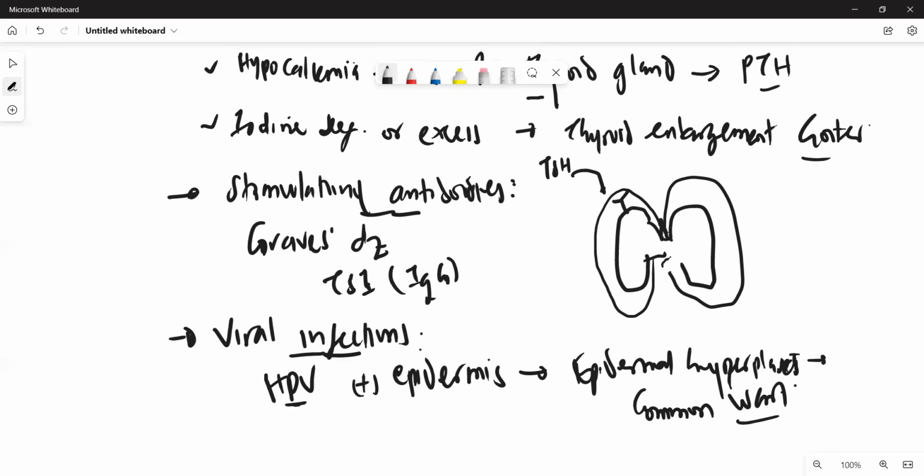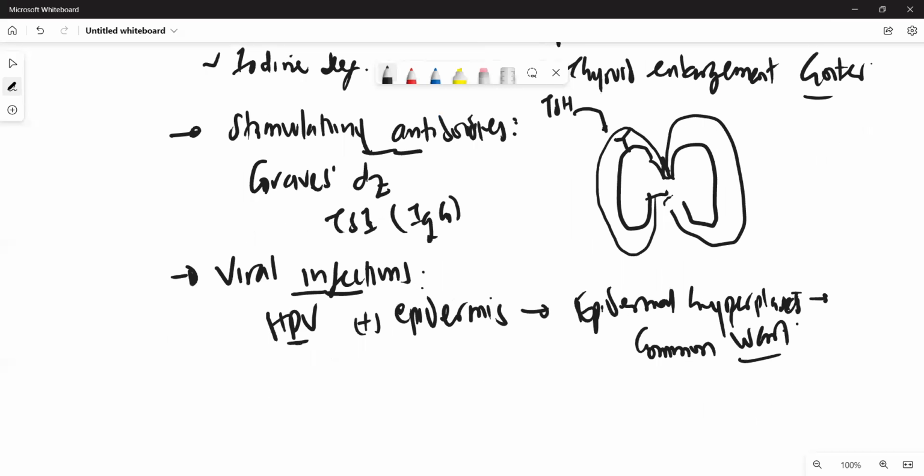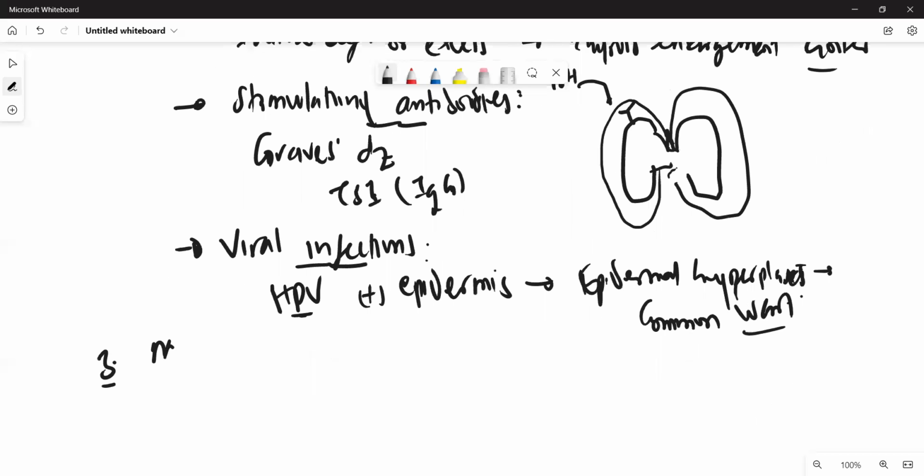So we've spoken about hypertrophy, and we also spoke about hyperplasia. The third one we're going to talk about is metaplasia. So metaplasia is going to be the next one. Before we go to metaplasia, I'm going to ask us to take a break, and then once we come back, we continue.